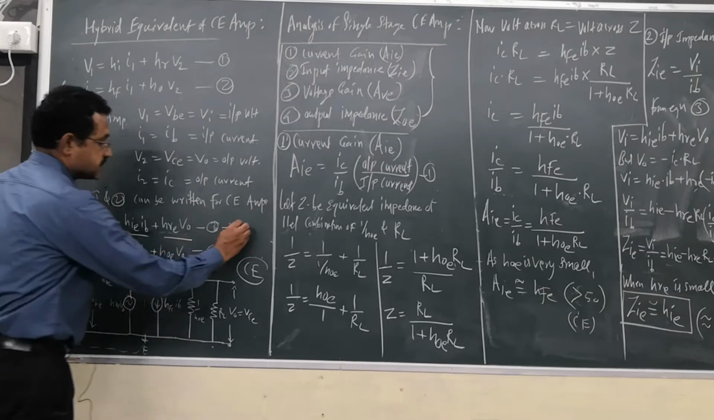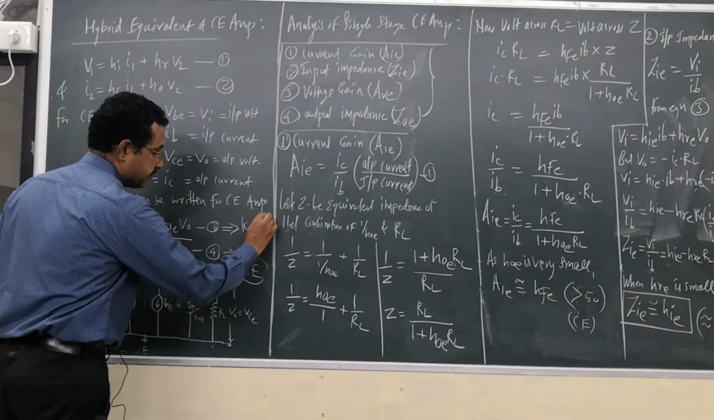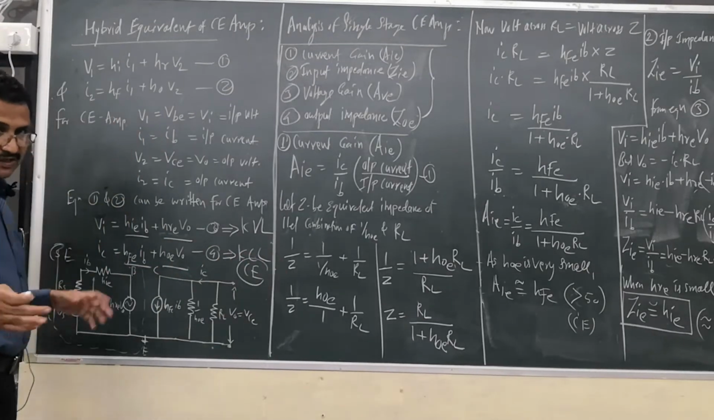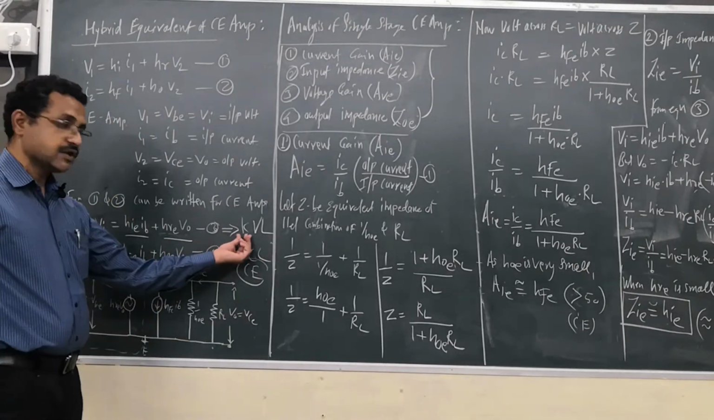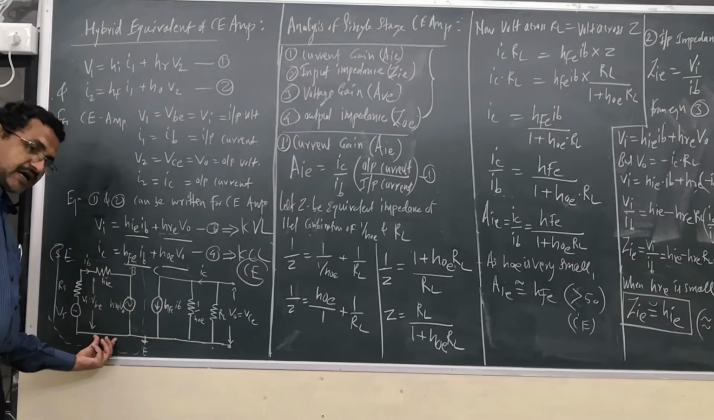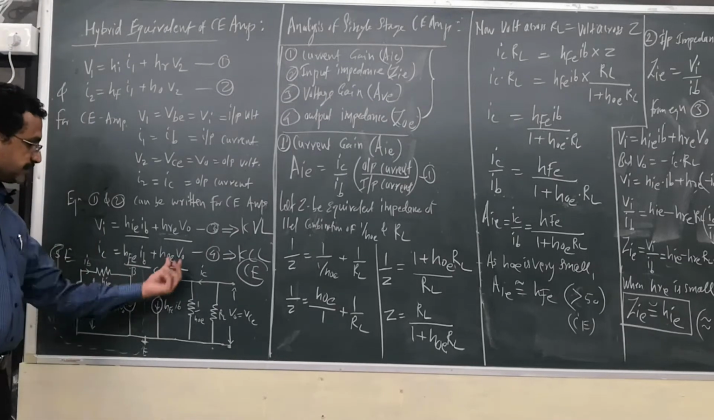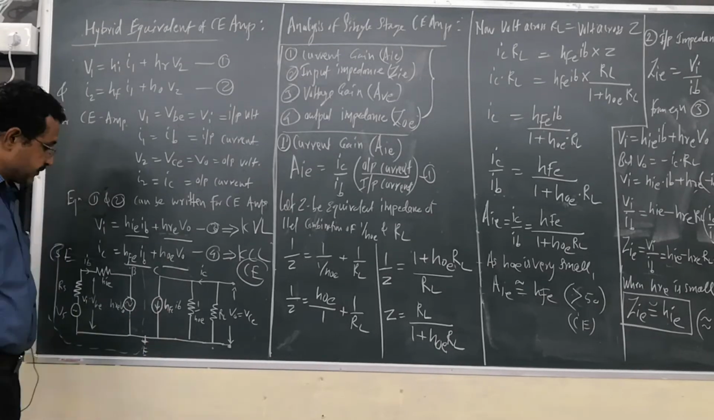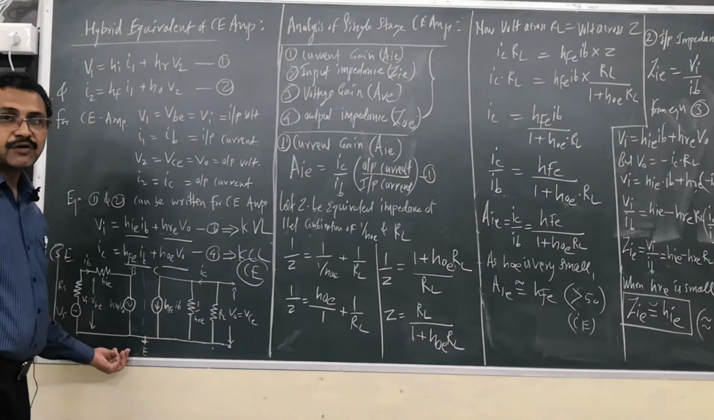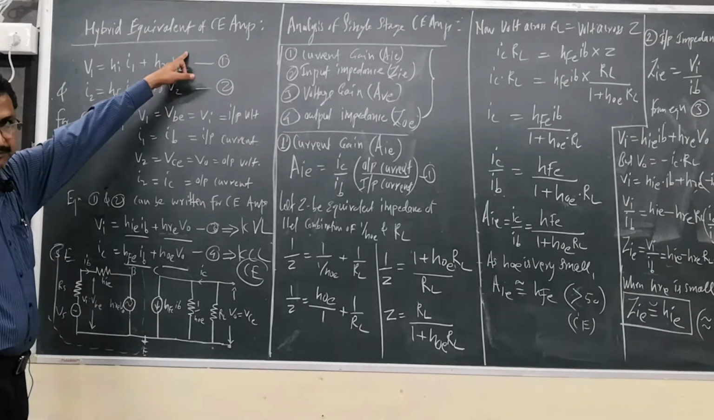You will observe equation number 3: you can simply apply KVL here, and for the other you can apply KCL, and you will obtain these equations. Again, by another method you can also obtain these two equations. From equation number 3 you will obtain this diagram, and from equation number 4 you will obtain this diagram. The diagram which you obtain here is called the hybrid equivalent model for the CE amplifier.